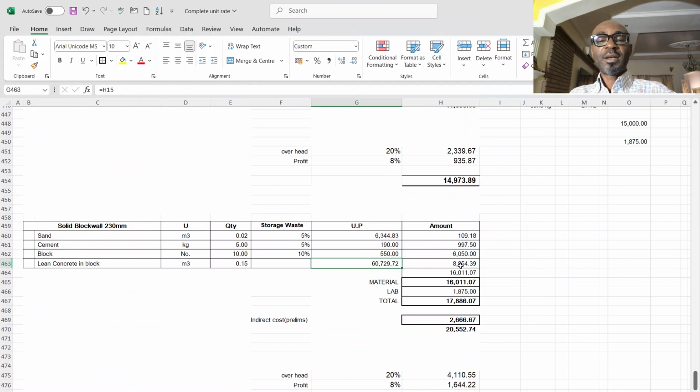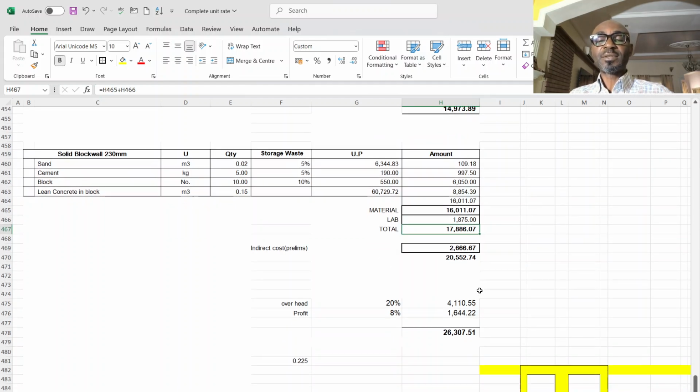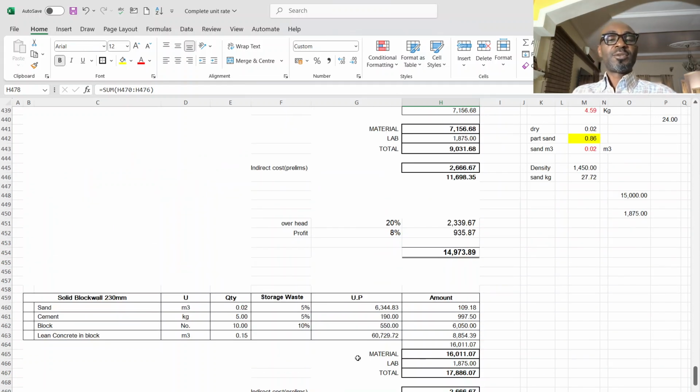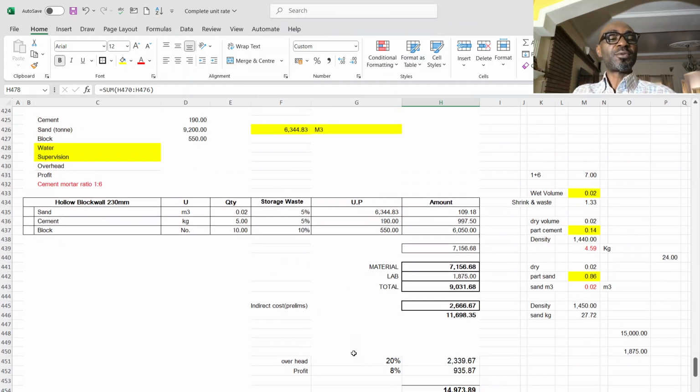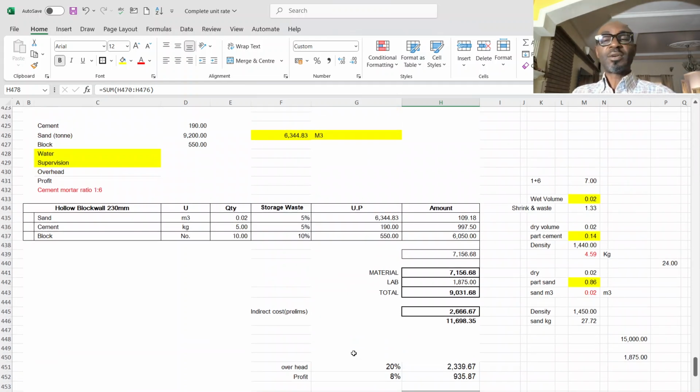I got 8,000 per square meter. I added it, I have 16,000, because the cost of labor for concrete is already inclusive in this 60,000. So I just took the cost of my block. It gives me 17,000. Of course, I have my indirect cost. It gives me 20,000 with overhead, and so it comes to 26,000. So I think I have been able to shed more light on how to build up a rate for block work.